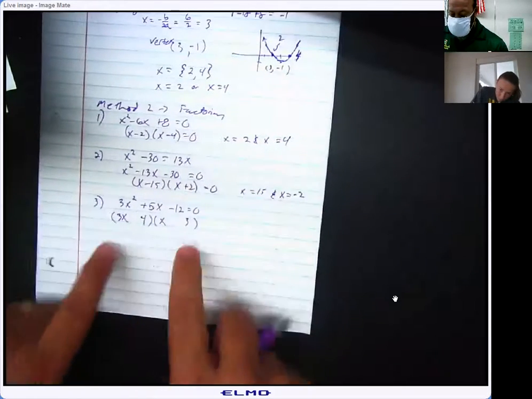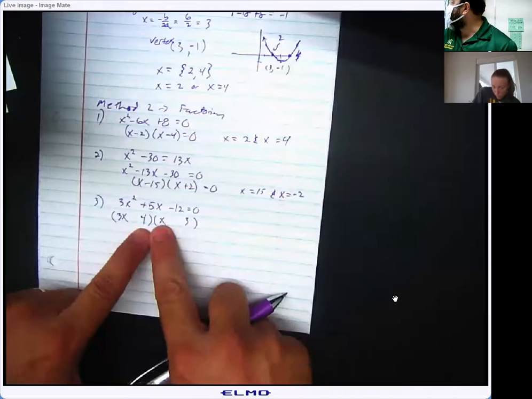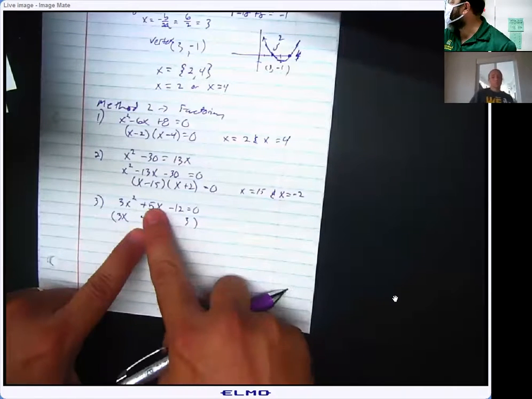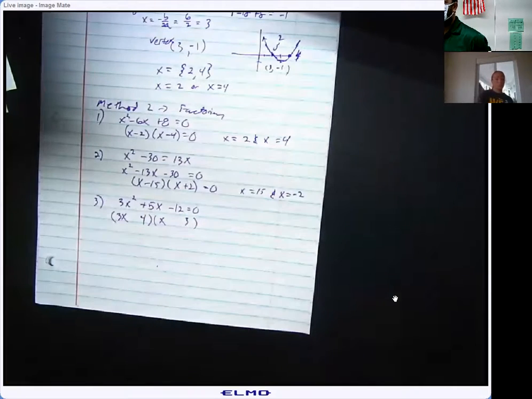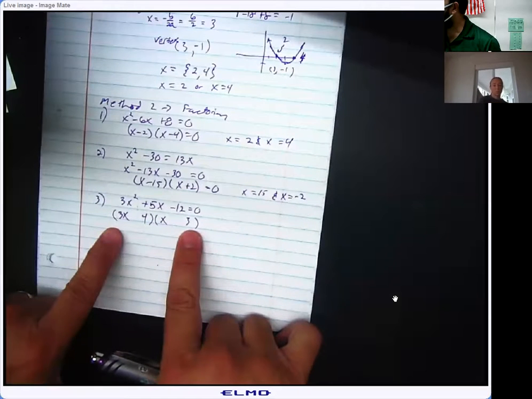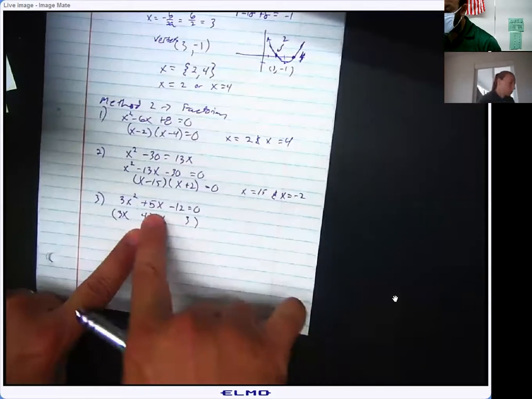Now check it out. If I have a 9 here and a 4 here, can I make a 9 and a 4 into a 5? Yes, I can. How can I make a 9 and a 4 into a 5?